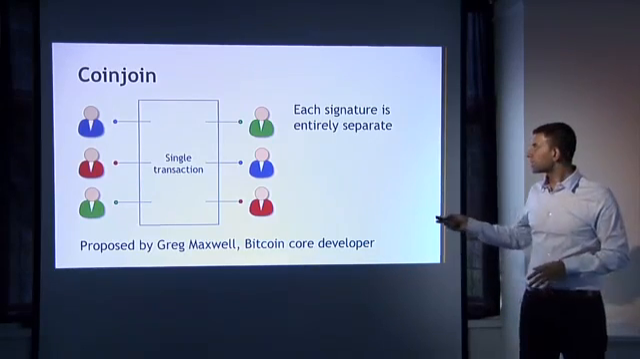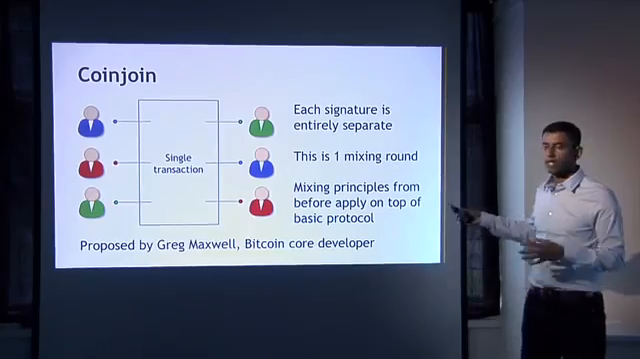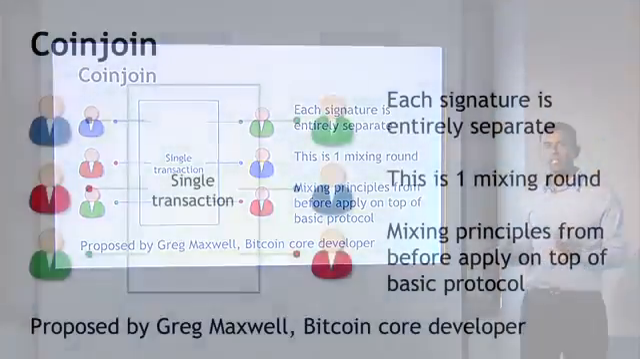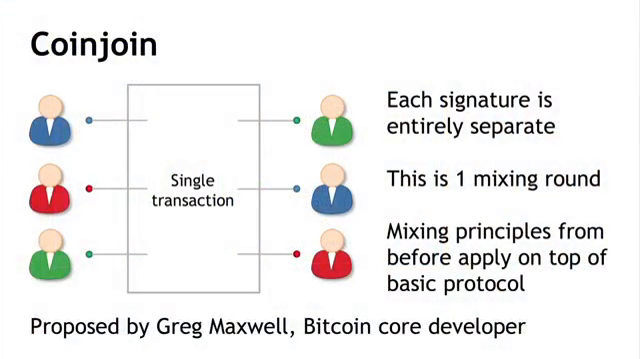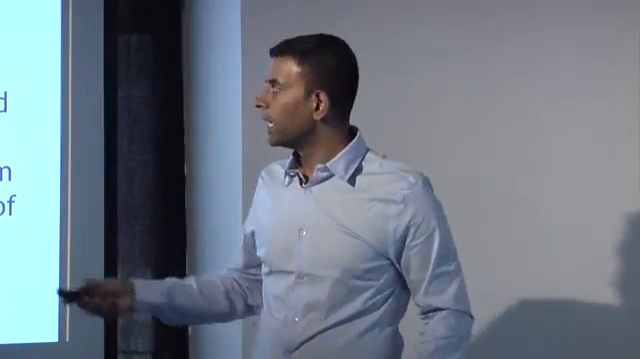Of course, this is just one round of mixing. On top of this, you have to apply the same principles that we talked about before. So the principles that I discussed, they're not only for centralized mixes, they apply essentially with very few modifications even to the coin join scenario. So you want to do a sequence of coin joins. You want to make sure that these chunk sizes are standardized so that you don't introduce new side channels, et cetera.